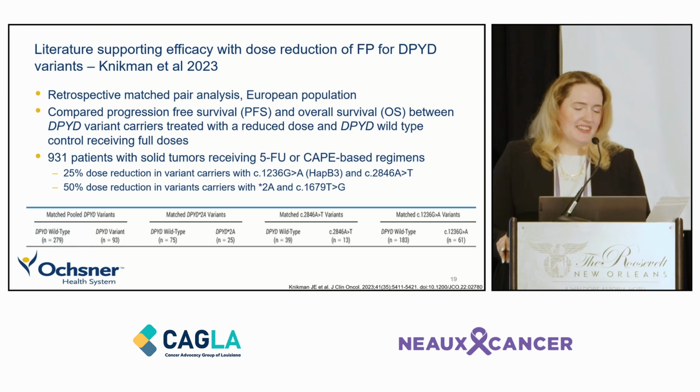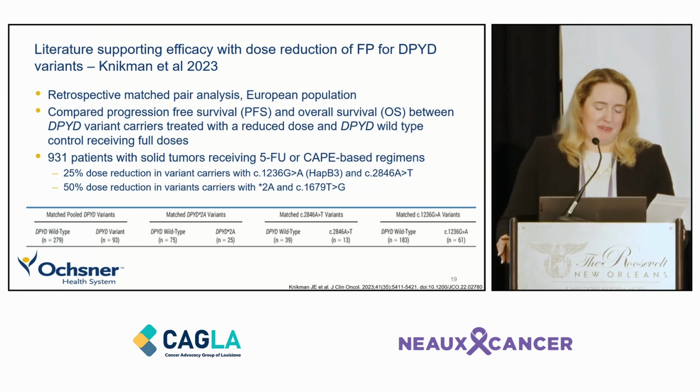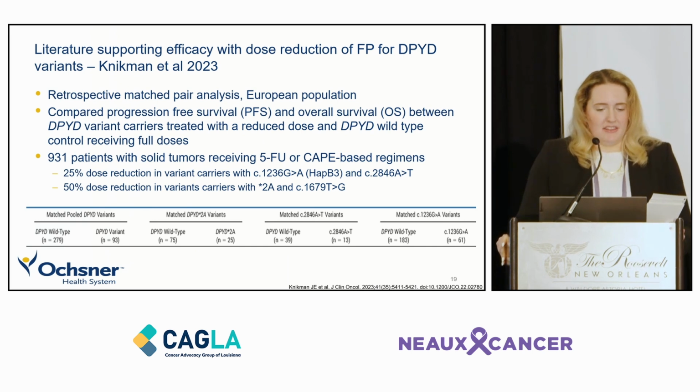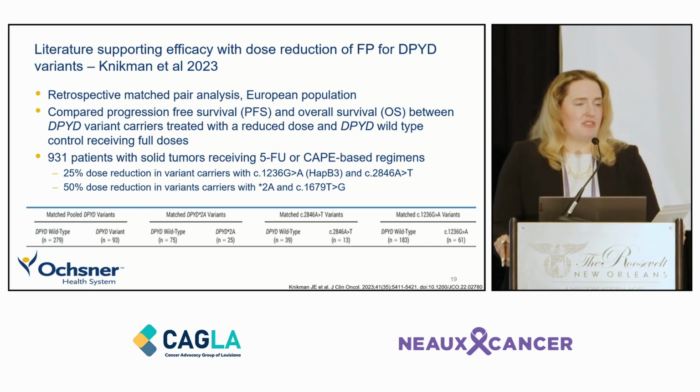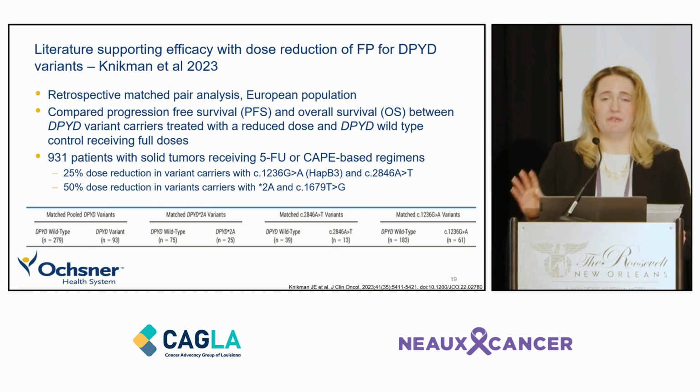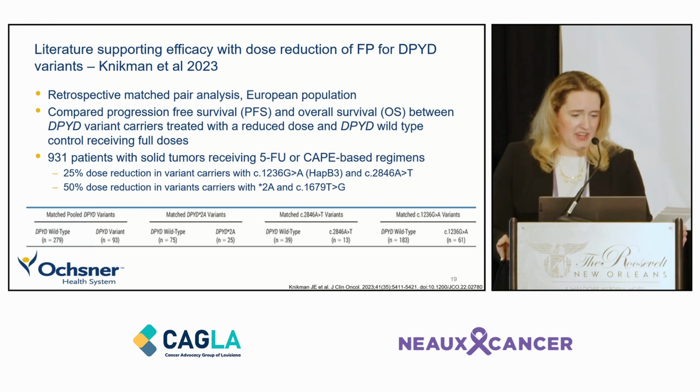And so this is the last study that I want us to talk about today. This one was by Nickman et al., and this was a retrospective matched pair analysis. They actually looked back at the study done by Henriks et al. in 2018, which was that first study that showed the dose reductions in our DPD carriers for the 4 different variants. So they did either a 25% or 50% dose reduction in those cases.